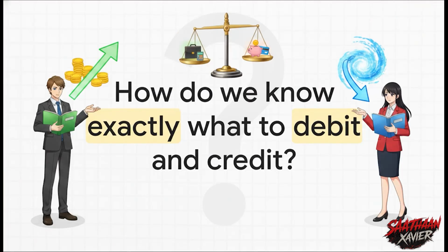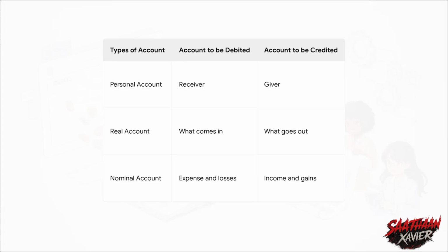Now, you might be wondering, this is all great, but how do we know exactly what to debit and what to credit when a transaction actually happens? You know it affects two accounts, but which one gets the debit? You can't just guess. Well, behold the ultimate exam cheat sheet, the golden rules of accounting. I highly recommend pausing and memorizing these rules because they are absolutely key to passing any accounting exam.